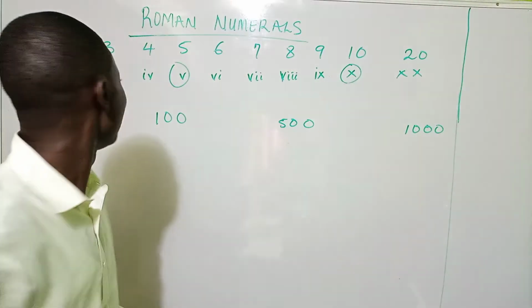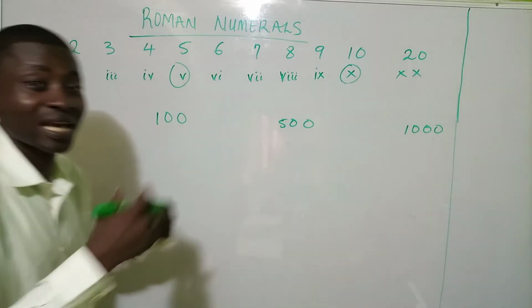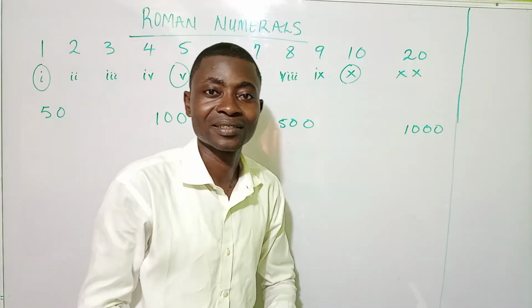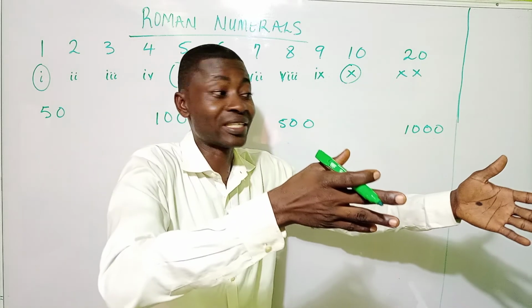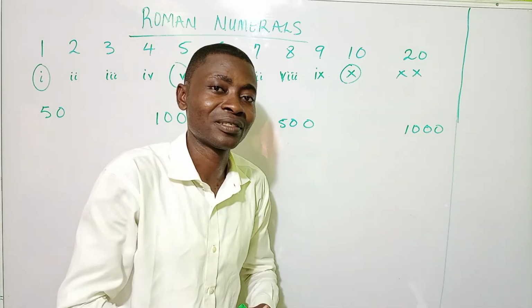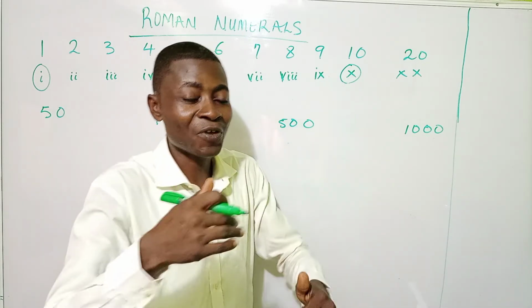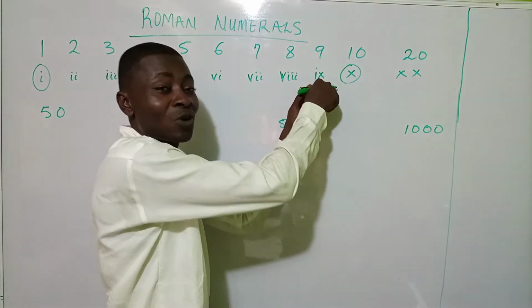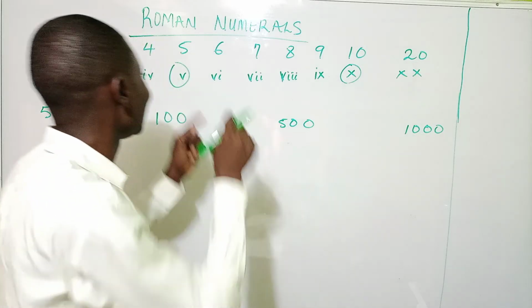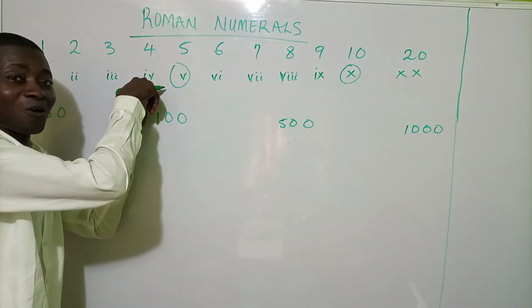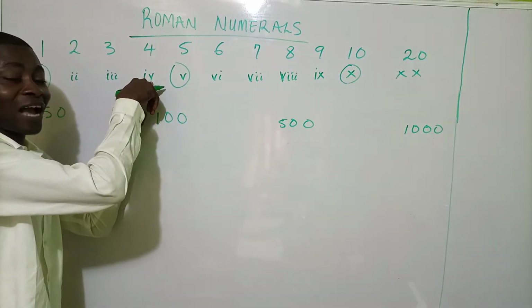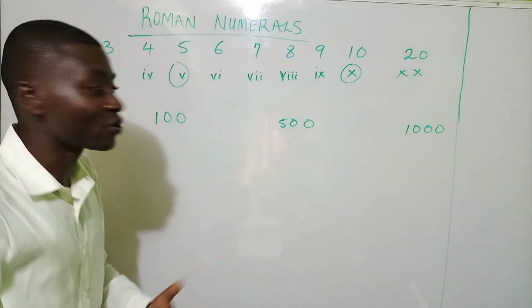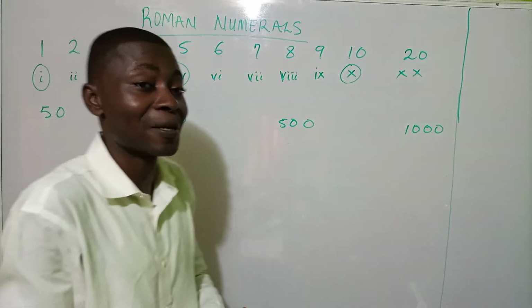And 30 will be what? If you want to write 30, that will be XXX. Now remember, you used X how many times? 3 times. So for you to now get 50, what do you think you do? Remember what we did when we wanted to get 9, and remember what we did when we wanted to get 4. Are you following? Now, for us to get 40, what will 40 be?